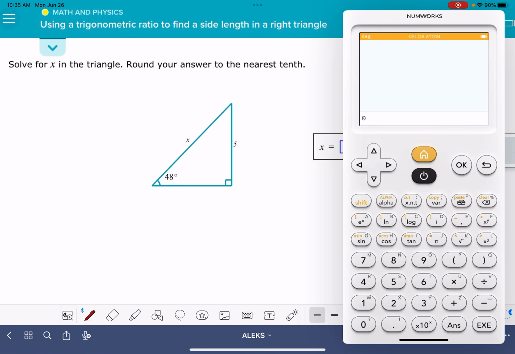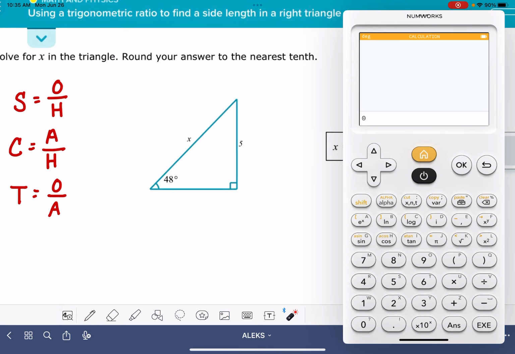And to solve this problem, you're going to want to remember your trigonometric relationship, SOHCAHTOA. The sine of an angle is the opposite over the hypotenuse. The cosine of an angle is the adjacent over the hypotenuse, and the tangent of an angle is the opposite over the adjacent. SOHCAHTOA.